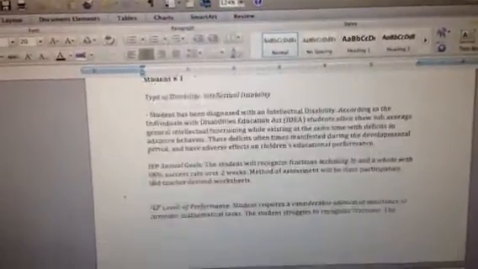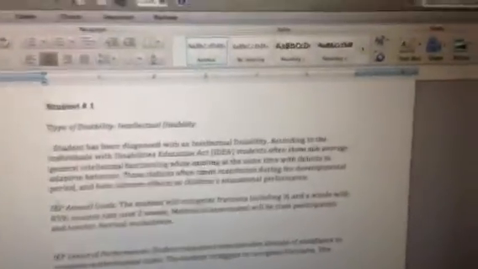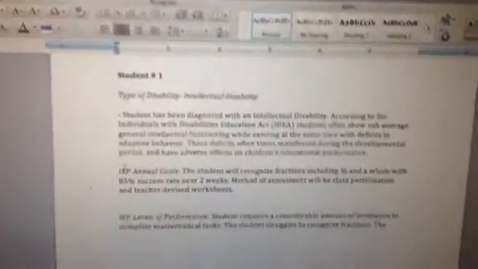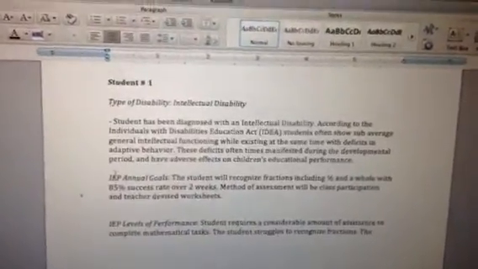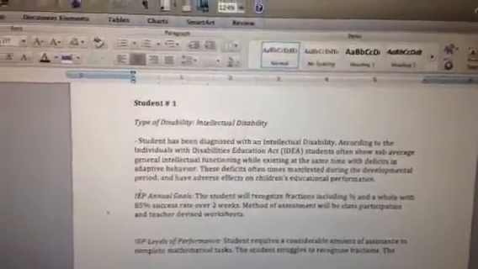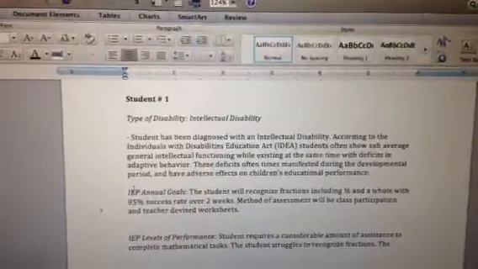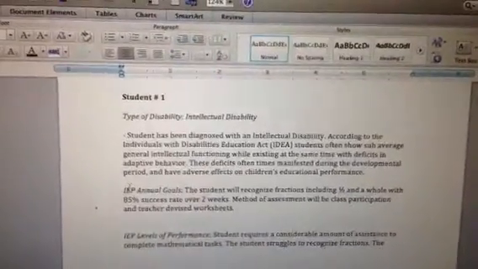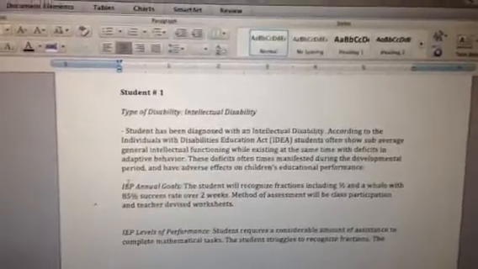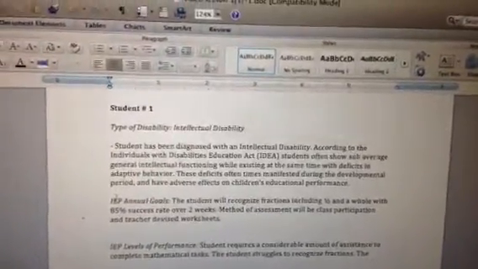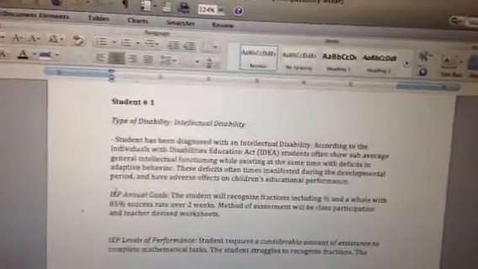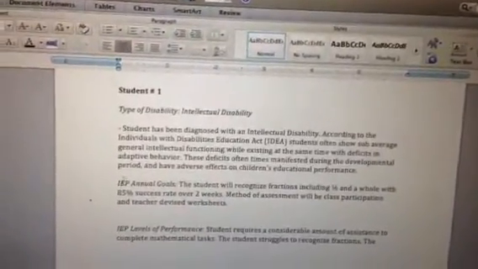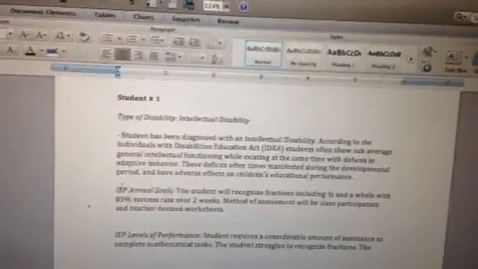For this particular lesson, we focused on the student who had intellectual disabilities and was diagnosed according to the Individuals with Disabilities Education Act, which often shows sub-average general intellectual functioning while existing at the same time with deficits in adaptive behavior. These deficits oftentimes manifested during the developmental period and have adverse effects on children's educational performance. For this particular student, the annual goal was to recognize the fractions including 1/2 and a whole with 85% success rate over a 2-week span.